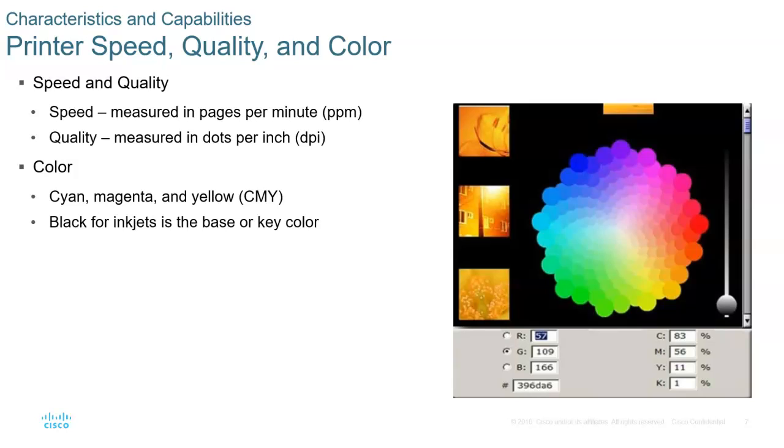In terms of color, we talk about CMY, or cyan, magenta, and yellow, for inkjet printing. We also have black, so that would be the K. So we have CMYK. And again, black for inkjets is your base color when you're talking about colors.